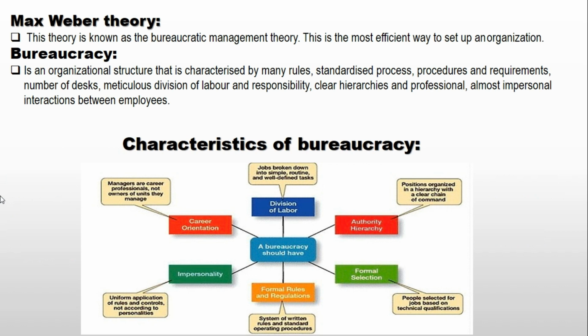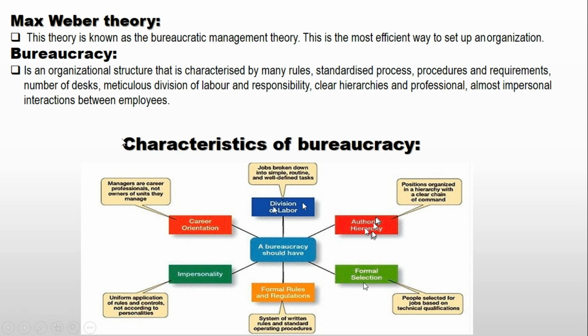Now, to look at the characteristics of bureaucracy, there are actually six of them. Number one, which is division of labor. Division of labor has to do with jobs broken down into simple routines and well defined tasks. Number two is authority hierarchy. With authority hierarchy, we are saying that positions are organized in a hierarchy with a clear chain of command.